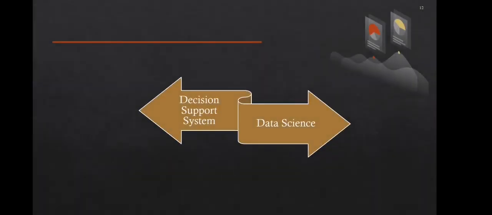Now, to summarize, what is the connection between Decision Support System or DSS with data science? As previously stated, data scientists analyze business data, or simply data, in order to extract meaningful information. In order to do so, the data scientist employs DSS as a tool to complete the task at hand. So that is the connection between DSS and data science.